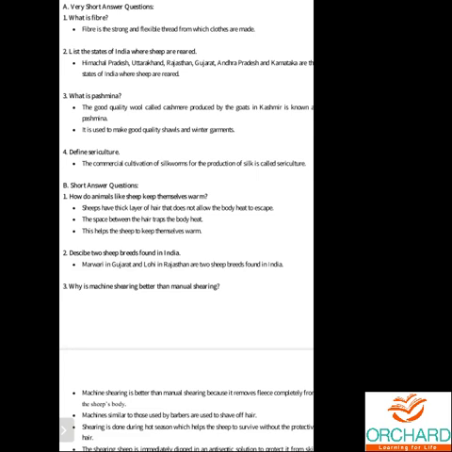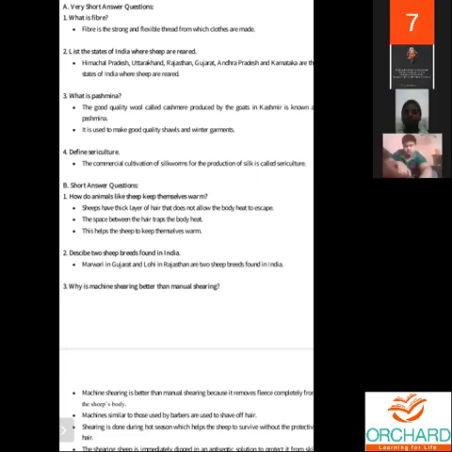Describe two sheep breeds found in India. Marwari in Gujarat and Lohi in Rajasthan. There are many others given in your course book. I have given these two, and I have mentioned it in the PowerPoint slide also. You can give any two. If I ask you to give any two Indian breeds of sheep, you can write Bakharwal, Rampur Busher, Lohi, Nali, Marwari, Patanwadi. These are the names of the sheep breeds.